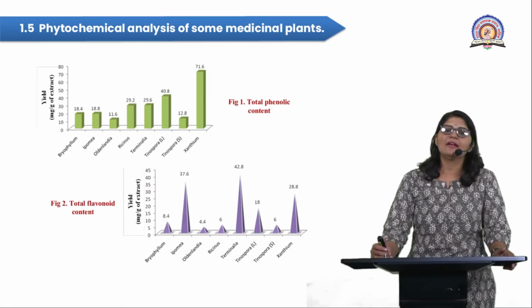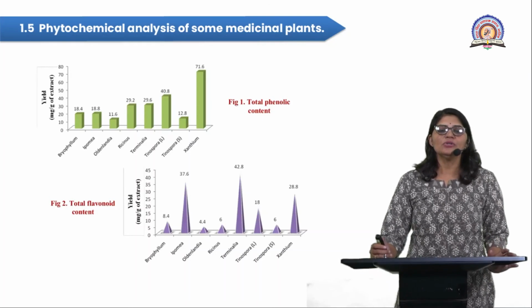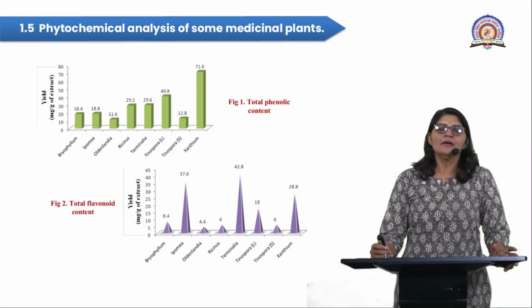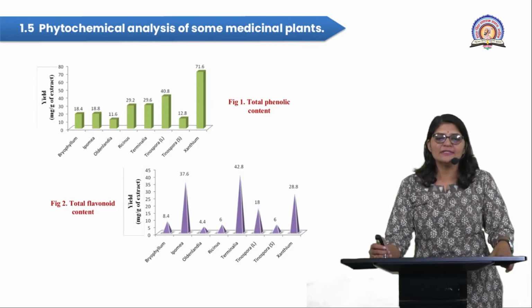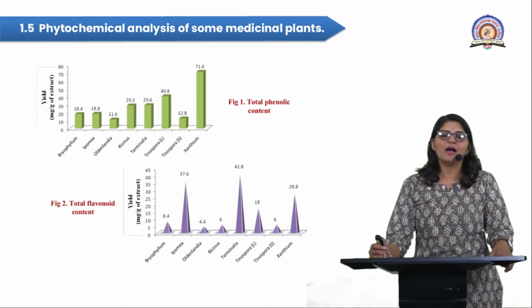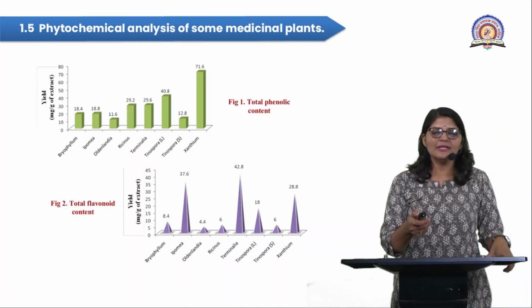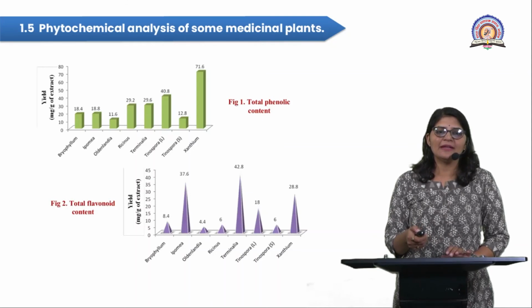Then the second graph is for the total flavonoid content. The total flavonoid content is highest at 42.8 mg per gram of plant extract, found in Terminalia, and the lowest is 4.4, found in Oleander. This is the phytochemical analysis of the different medicinal plants.